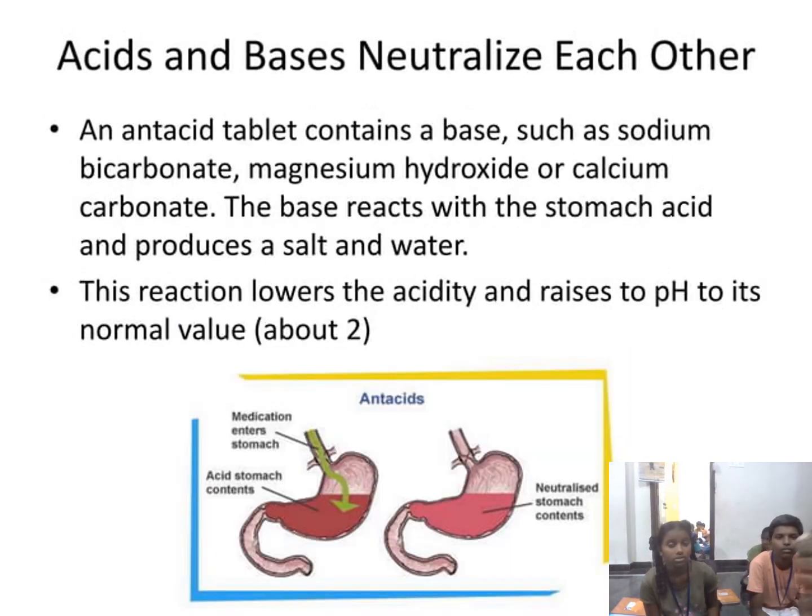Then, how this antacid helps us clear the stomach problem has been explained in this slide. Antacid tablets contain a base such as sodium bicarbonate.